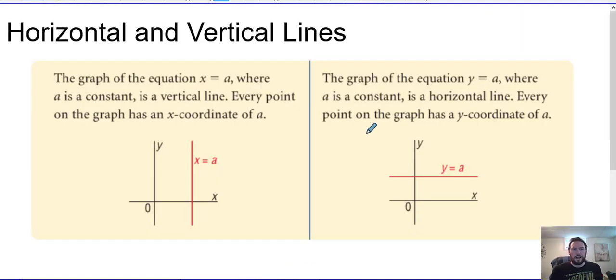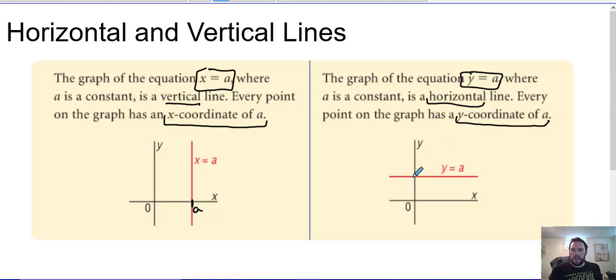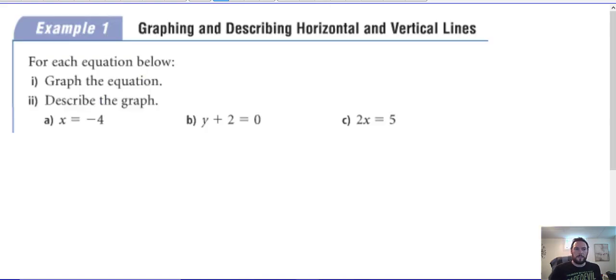Okay, so whenever I have an equation that is x equals some constant a, it is always going to give me a vertical line where every point on that line has an x coordinate of a, or in other words, it's going to pass through the x-axis at whatever a is. And then oppositely, if I have an equation that is y equals a, it's going to give me a horizontal line where every y coordinate has a value of a, or in other words, it's going to pass through my y-axis at whatever that number a is. Okay, so being able to describe these things and being able to recognize them is important.